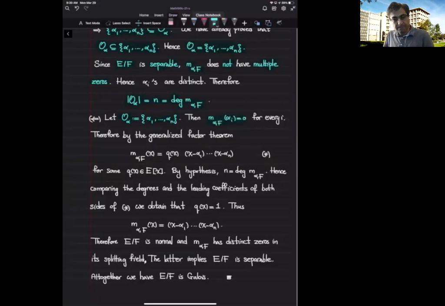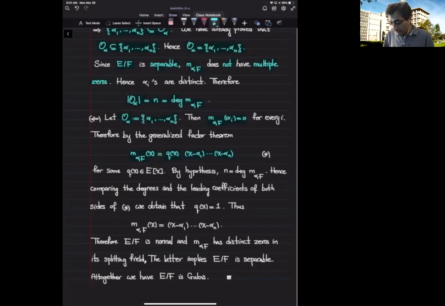That we proved in the previous lemma. Therefore, by the generalized factor theorem, and here I'm assuming that these are distinct elements of the orbit, I can find some polynomial Q and write down the minimal polynomial as the product of these linear factors times this factor Q. Now, if I compare the degrees of both sides, by assumption n is the degree of the minimal polynomial, that means the degree of this extra factor Q should be 0. And if I compare the leading coefficients, the minimal polynomial is monic, and x minus alpha_i are monic. We deduce that the leading coefficient of Q should also be 1. It's a degree 0 polynomial with leading coefficient 1, so it's just 1.